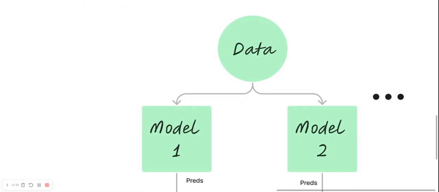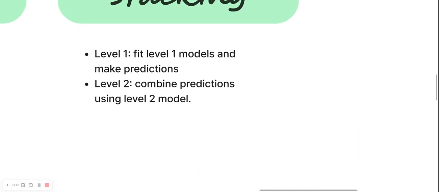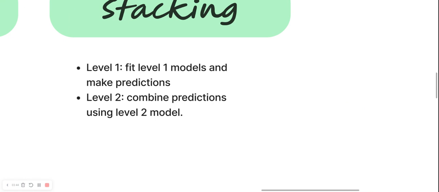So there are two levels. In stacking there are two levels. In the first level you train a normal model on the whole data. So not a piece of data, but you train it on the whole data, and then you make predictions from it, and then you train another model on the data. Like the first one can be XGBoost, and then you can train CatBoost, and then LightGBM. Then you can combine the predictions of the models using another model. So this is called a level 2 model.